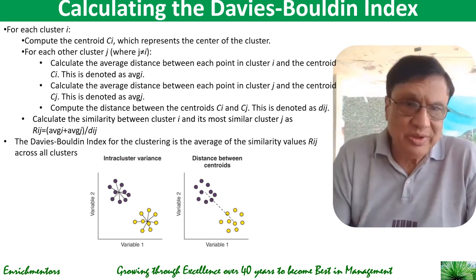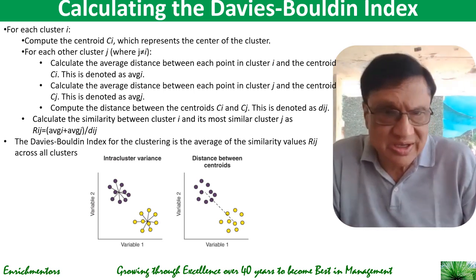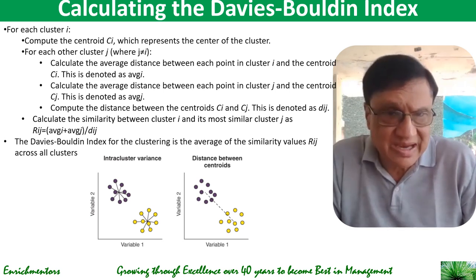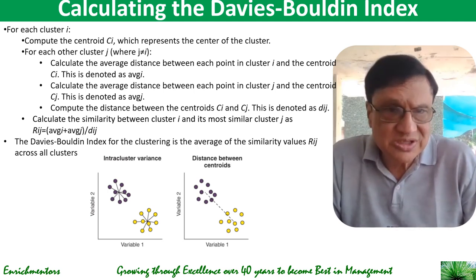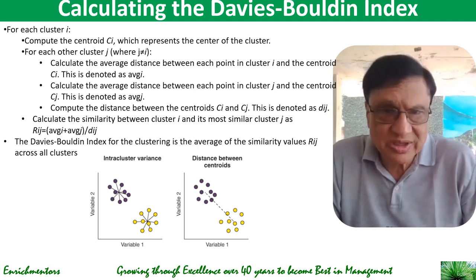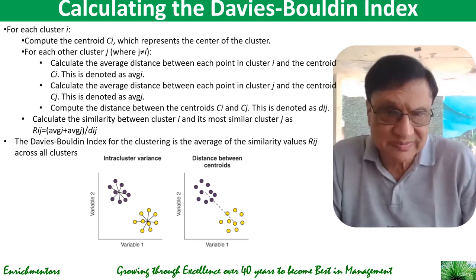Then you calculate the similarity between cluster i and its most similar cluster j by the figure called Rij, which is average i plus average j divided by Dij, as you see here. And the Davies-Bouldin index for the clustering is the average of the similarity values Rij across all clusters. You got it? The lower the Davies-Bouldin index, the better the clustering.